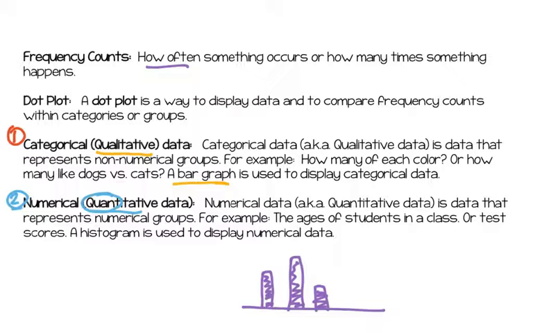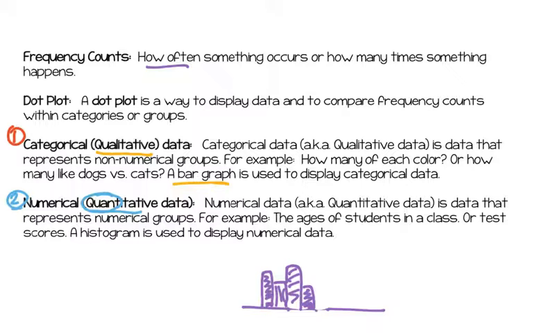Now the difference with the numerical or quantitative data is that you're not going to use a bar graph to represent that. You're going to use a histogram. And so a histogram is very much the same, except all of the bars are connected. So there's no space in between them. And so that's a histogram.